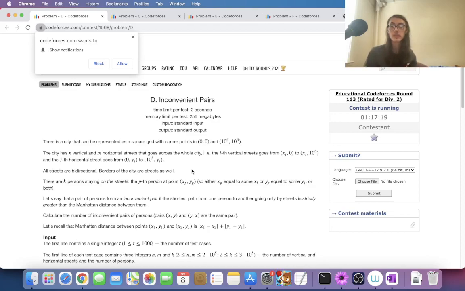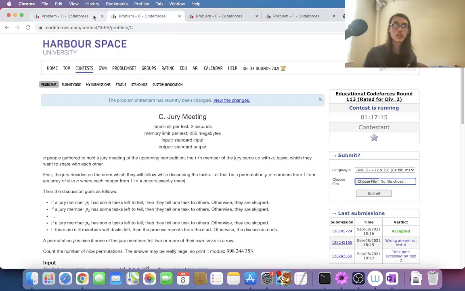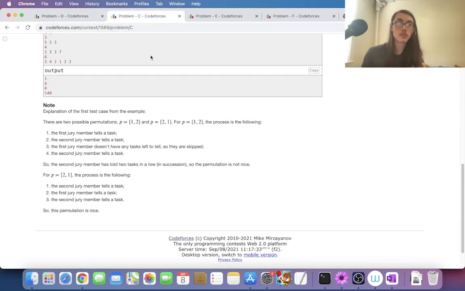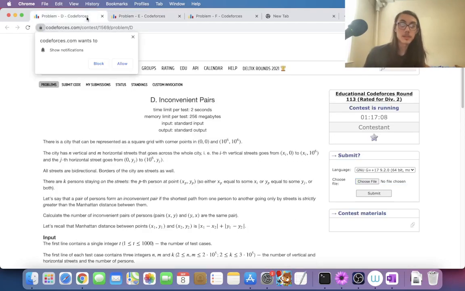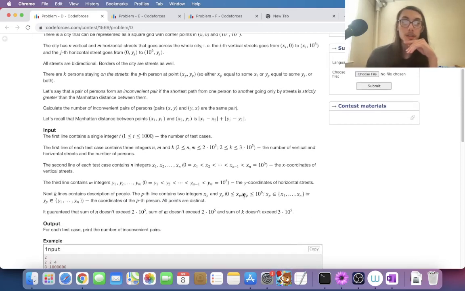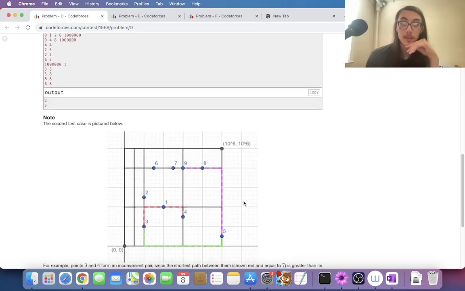How would that happen? Okay, sure. That doesn't matter that much. Yeah, I'll do that. I do want those. When exactly does this happen? Let's look at this, 3 and 4. Oh, okay. So it's when they're between the same group of streets. Okay, so say I'm 3 and I'm looking for the inconvenient pairs.